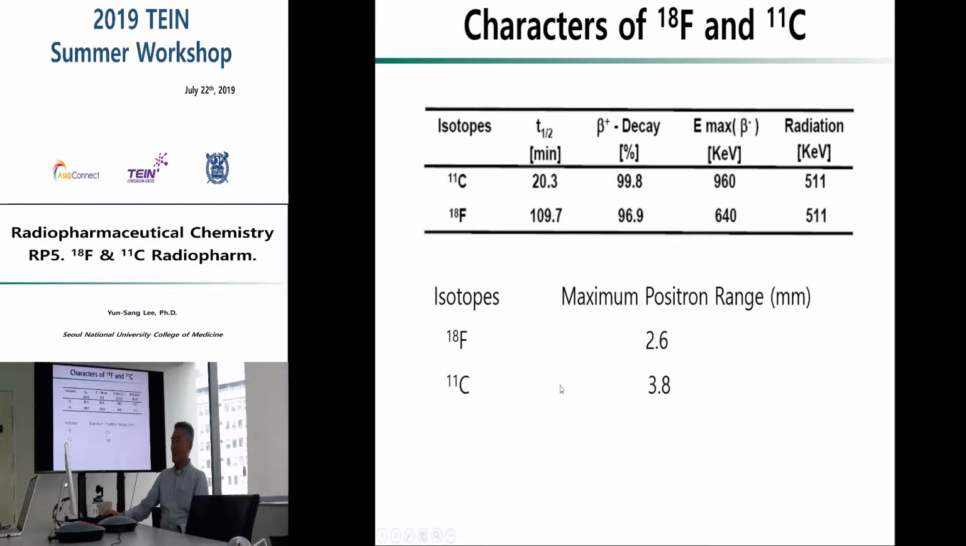Okay. And one more thing we have to know is the positron range. Because the positron always possesses kinetic energy from the nucleus. In the case of the F18 nucleus, it makes a positron. Then the positron range.